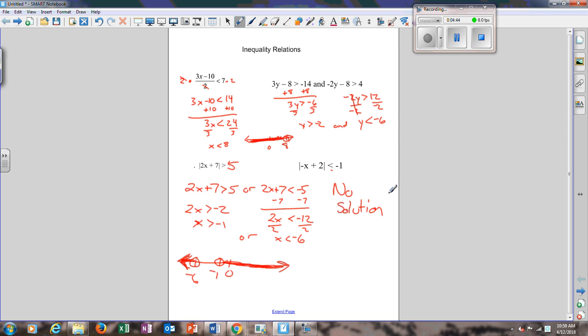Okay, you guys can do your inequality assignment. Tomorrow we're going to go over the whole packet, so there's no reason that anybody should be missing points.